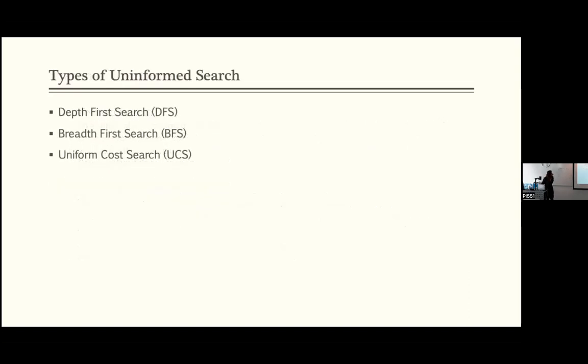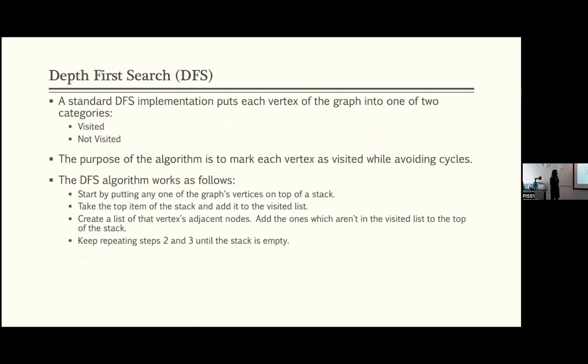Starting with the different types of uninformed search algorithms. First is depth first search, then breadth first search, and uniform cost search. So yes, let's start with depth first search. Usually we use a stack data structure for implementing depth first search.